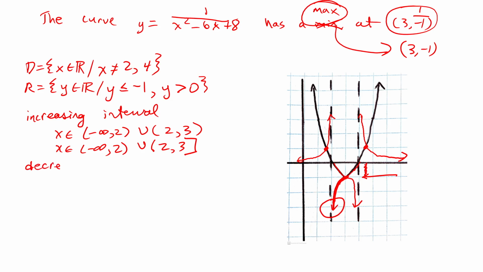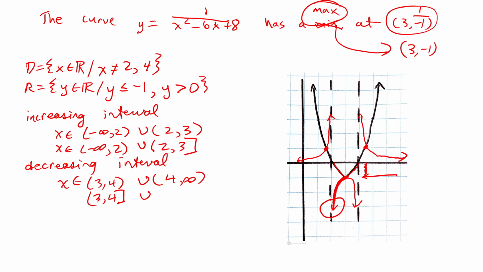Our decreasing intervals are going to be any x value in the interval from 3 to 4 in union with any x value from 4 out to infinity, or the same school of thought would say put a square bracket on the 4, and that's actually how I think it should be done, but either one of those two answers for decreasing interval would be correct.